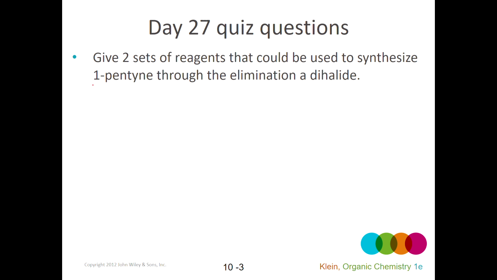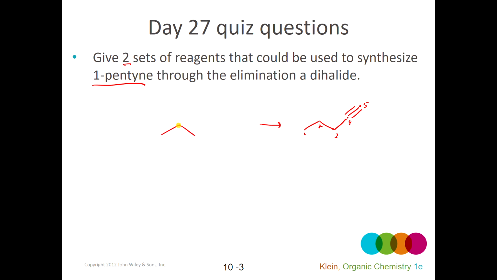So if I want to make 1-pentyne, that would have 5 carbons: 1, 2, 3, 4, and 5. To draw the structure for that, the 3rd carbon, the 4th carbon, and the 5th carbon are linear because they're sp hybridized. So I'd want to represent that when I show the structure. Working backwards to make that, there are really two different options. I could use a vicinal dihalide or a geminal dihalide.